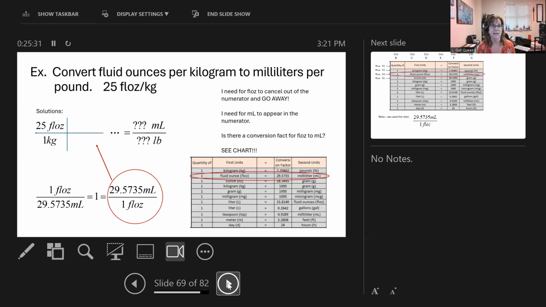All right, so here's the slide we used. Remember how we were trying to get rid of the fluid ounces in the top? We want the numerator fluid ounces to go away. So we looked for the conversion fact in the chart. 1 fluid ounce equals 29.5735 milliliters. So we built this fraction. This is where that fraction came from.